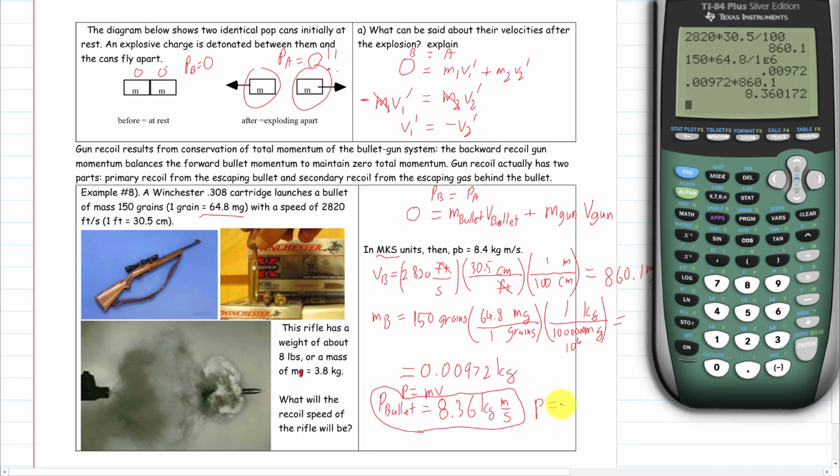P of the gun has to be the same, and that's equal to the mass of the gun times V, and this is 3.8 kg. So we divide this by 3.8, and we get the velocity of the gun, velocity of the Winchester, is 2.2 meters per second. So that's firing backwards into your shoulder at 2.2 meters per second. A 3.8 kilogram rifle. That's why it hurts.